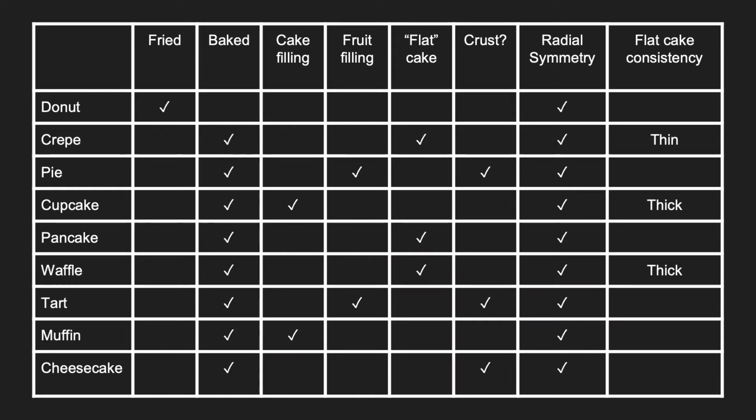So, to make this easier, let's look at some of the differences and similarities we see in each of our types of foods and try to come up with ways we can organize or categorize them to create our tree using a table. One of the most obvious is that donuts seem to be the only fried dessert while all the others are baked. Cake filling items consist of muffins and cupcakes, while fruit filling items consist of pies and tarts. Flat cakes are crepes, pancakes, and waffles, and desserts with crust are pies, tarts, and cheesecakes. Seeing this, we can start to make associations and group those with similar phenotypes together.